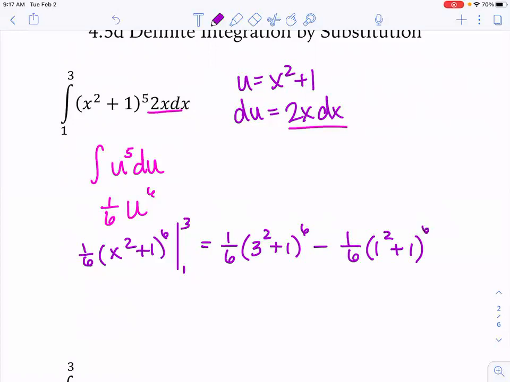Okay, and luckily I have some charts over there to help us out, right? So we have 1/6 times 10 to the 6th, minus 1/6 times 2 to the 6th, 64.